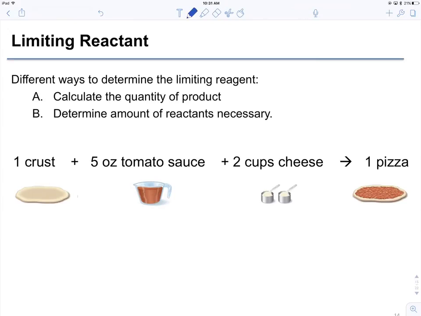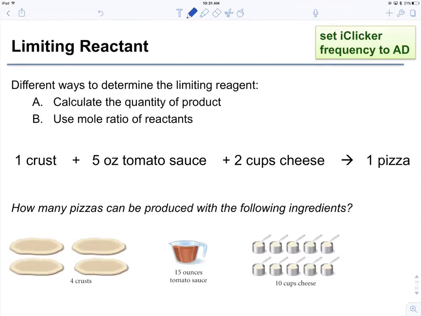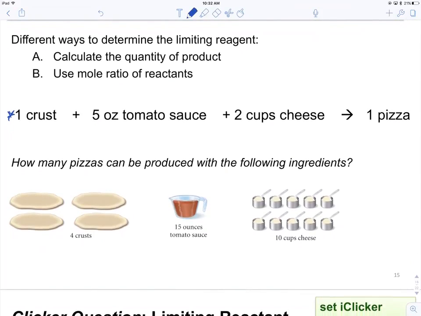My preference is by method A here, calculating the quantity of a product produced. So we would use the stoichiometry of the balanced chemical equation to do so. Let's see how many pizzas can be produced with the ingredients I have here. I have my balanced chemical equation: 1 crust plus 5 ounces of tomato sauce plus 2 cups of cheese makes 1 pizza. But how many pizzas can I make with 4 crusts and 15 ounces of tomato sauce?